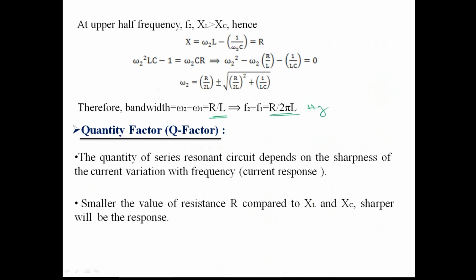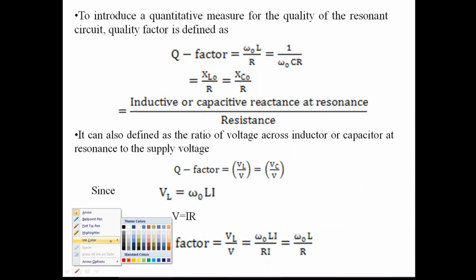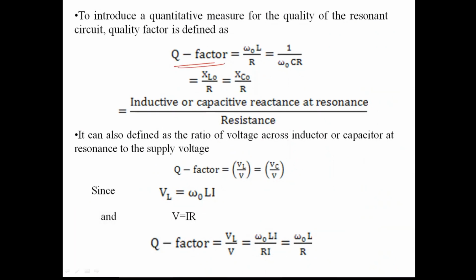Then we have the quality factor. One more important term we need to discuss here is the quality factor. The quality factor of a resonant circuit depends on the sharpness of the current variation in the frequency response. So the smaller the value of resistance compared to XL and XC, the sharper will be the response. The quality factor is defined as Q, and Q is equal to omega naught L by R, right?